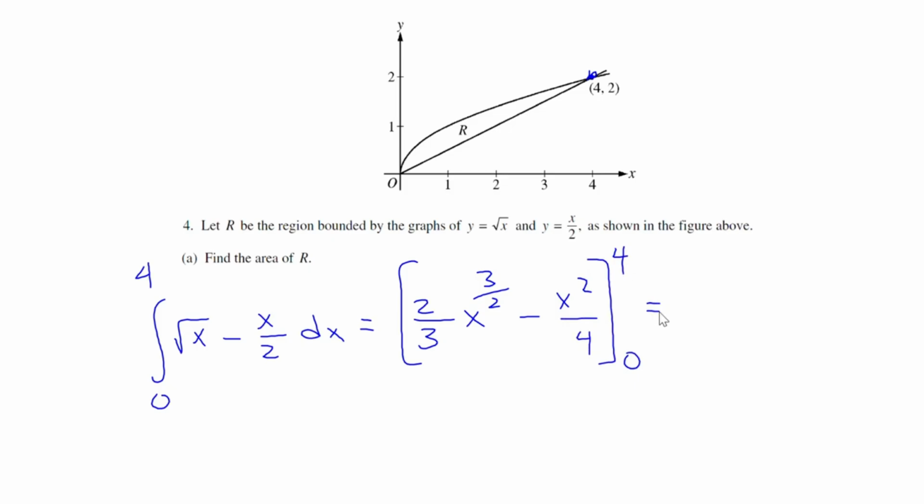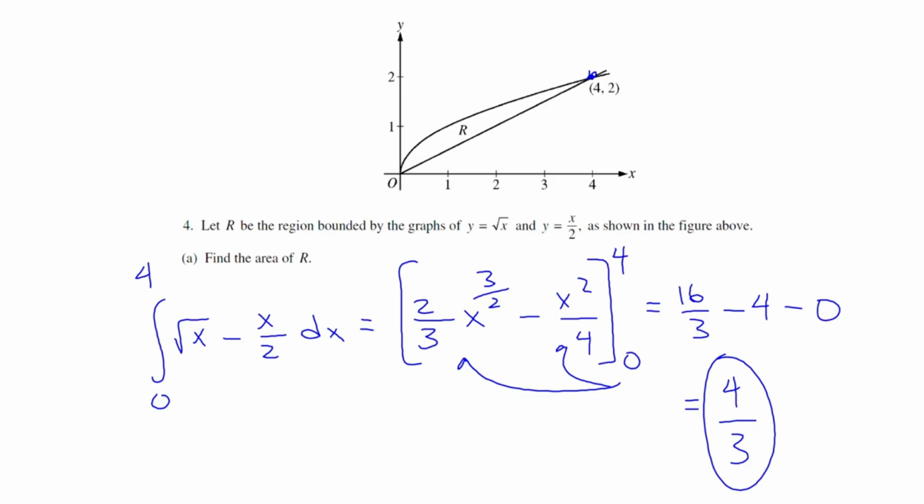Plugging in 4 first, remember that we're going to do 4 to the 3/2. So we square root the 4 first. The square root of 4 is 2. When we cube the 2, we get 8, and then 8 times 2/3 is 16/3. Then minus 4 squared over 4, that's 16 over 4, or 4. When we plug in 0 to both of these, we get 0. So we just have 16 thirds minus 4. 4 is 12 thirds, so 16 thirds minus 12 thirds is 4 thirds. That was worth 3 points: 1 for the correct setup, 1 for the correct antiderivatives, and 1 for the correct final answer.